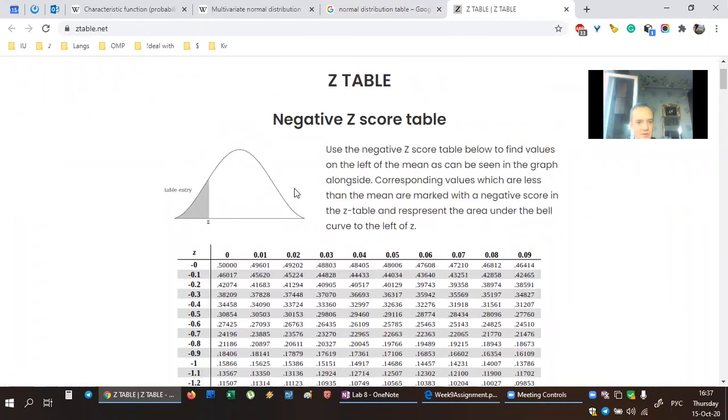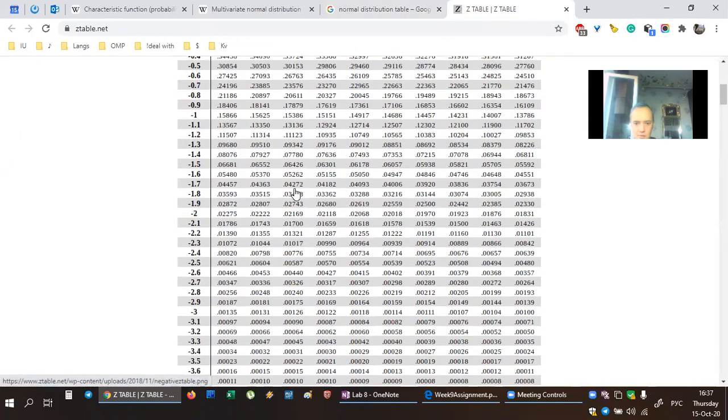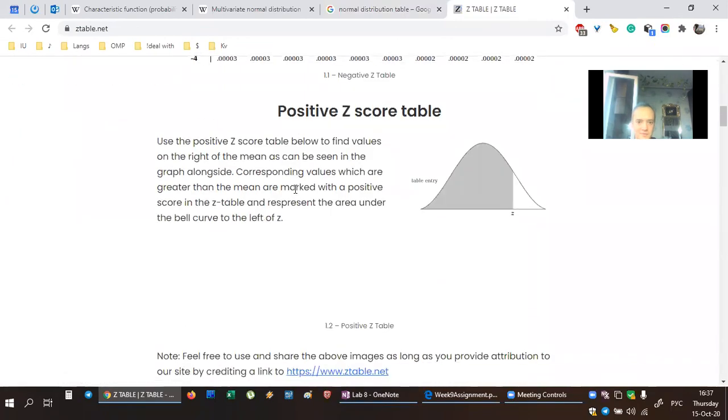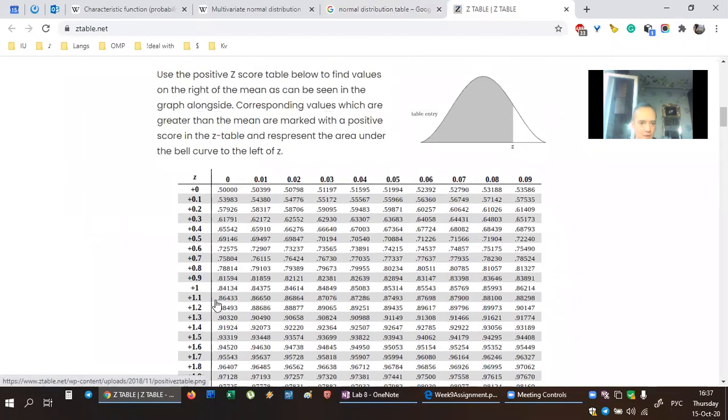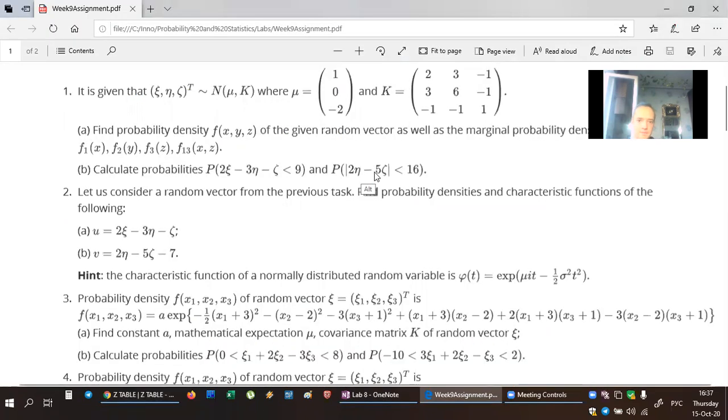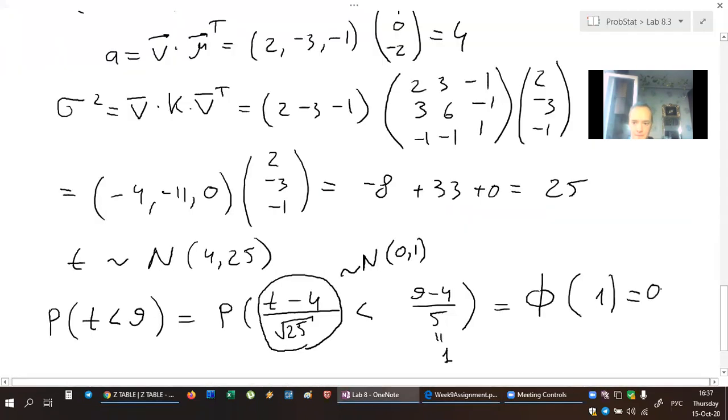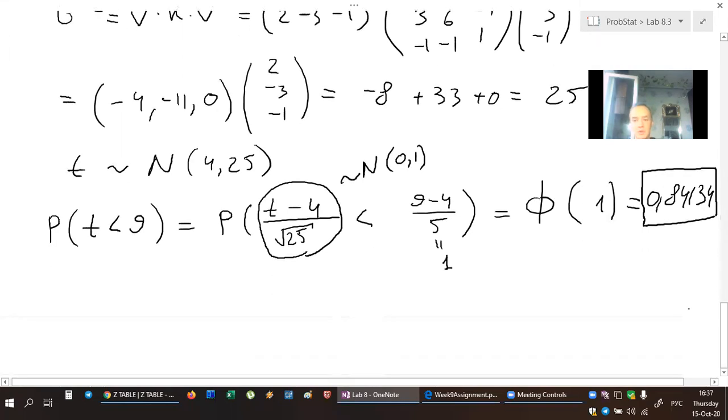What kind of table is that? Here. So it's 0.84134. So this will be the answer for part B. Questions?